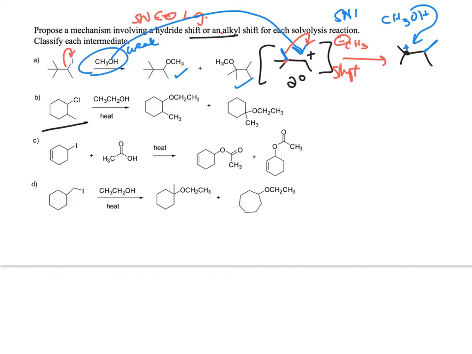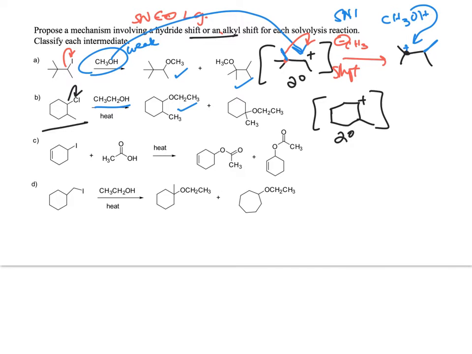Okay, so let's look at the B. Chlorine will leave. So your first carbocation you get is this carbocation here. We classify that as a secondary. Now you see your weak nucleophile here, ethanol. If it comes in with this first one, you get this first product.